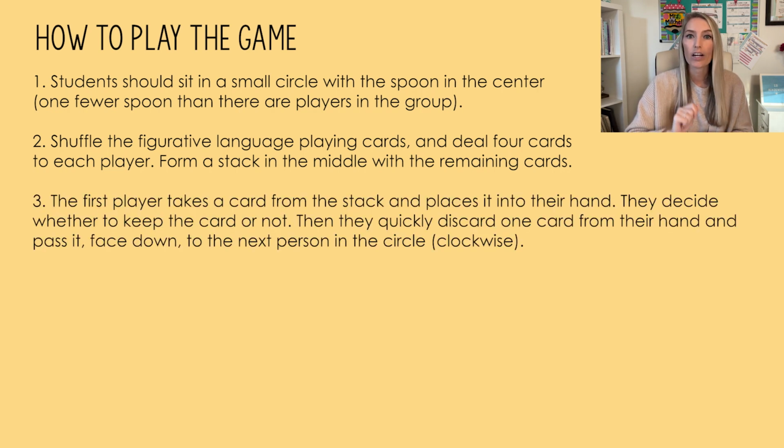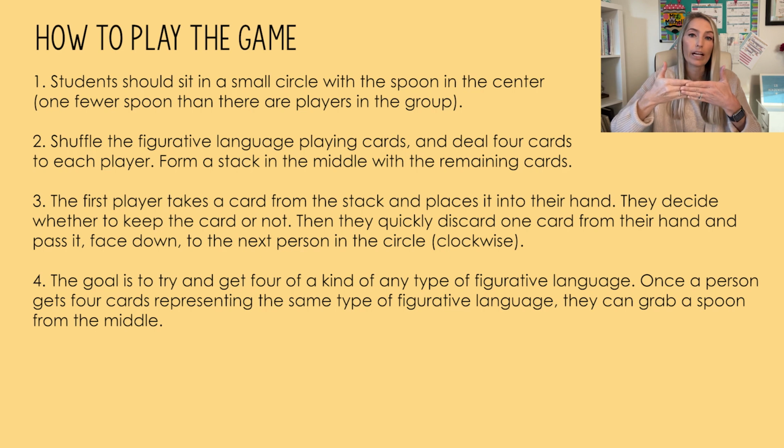The first player takes a card from the stack and places it into their hand. They will decide whether to keep that card or not. Then they quickly discard 1 card from their hand and pass it face down to the next person in the circle, going clockwise. The goal is to try to get 4 of a kind of any type of figurative language in your hand. Once a person gets 4 cards representing the same type of figurative language, they can grab a spoon from the middle.